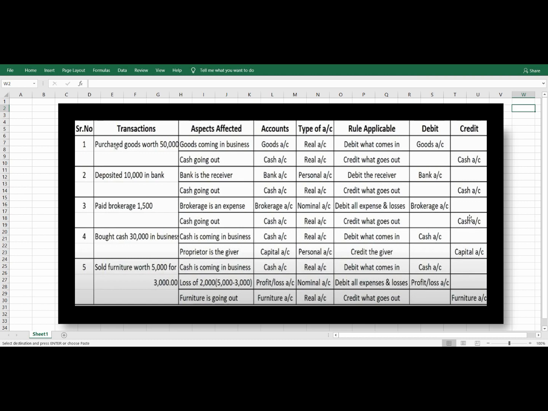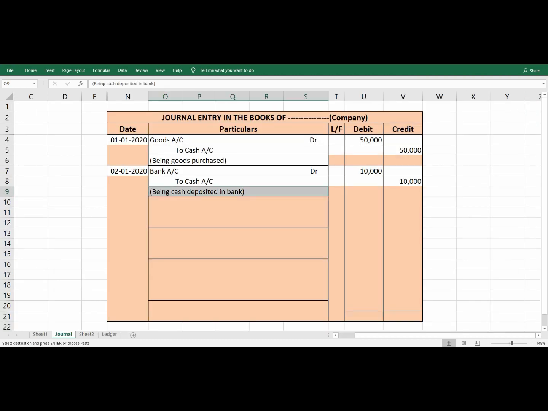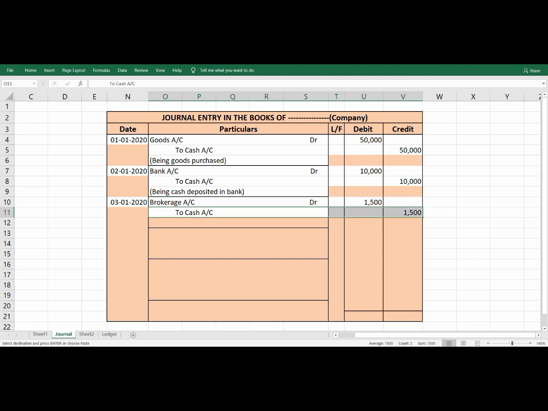So now let's see the entry for this. First will be the date. Now we'll pass brokerage account debited entry. Cash account will be credited for 1,500 and the narration, that is being brokerage paid.